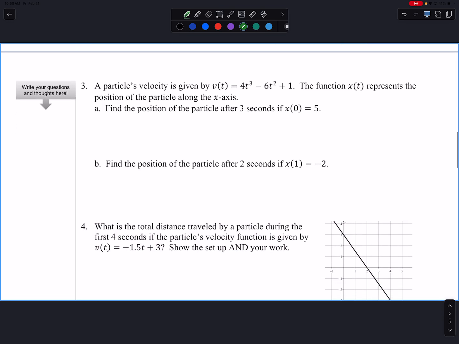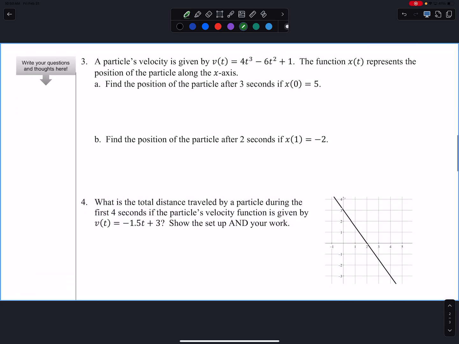All right. Problem number 3. A particle's velocity is given by v of t is equal to 4t cubed minus 6t squared plus 1. The function x of t represents the position of the particle along the x-axis. Find the position of the particle after 3 seconds if x of 0 is equal to 5.